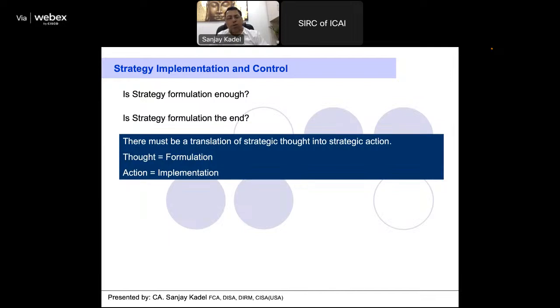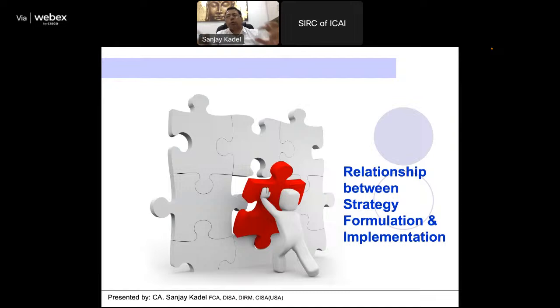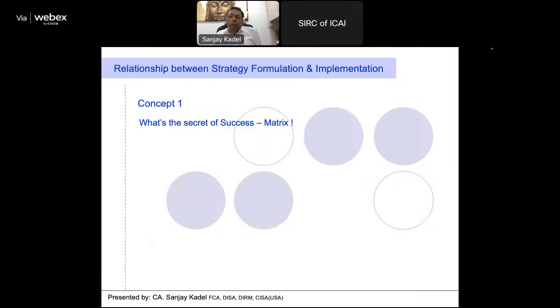So thought is equal to formulation and action is equal to implementation. So what is this relationship between formulation and implementation? That we can understand by some concepts. Let us see the first concept.